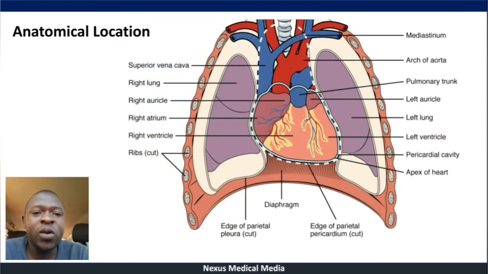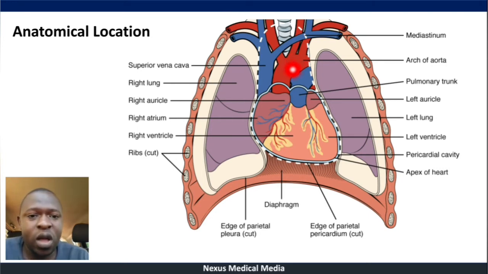Next, the anatomical location of the heart, right? So you can see here is the heart, right? So it's located in the chest cavity, right? And I told you it's slightly to the left, right? It's between the lungs. So these are the lungs, and these are great vessels, right? Superior vena cava, the aorta, and the pulmonary trunk. I will talk about these as we proceed, right?